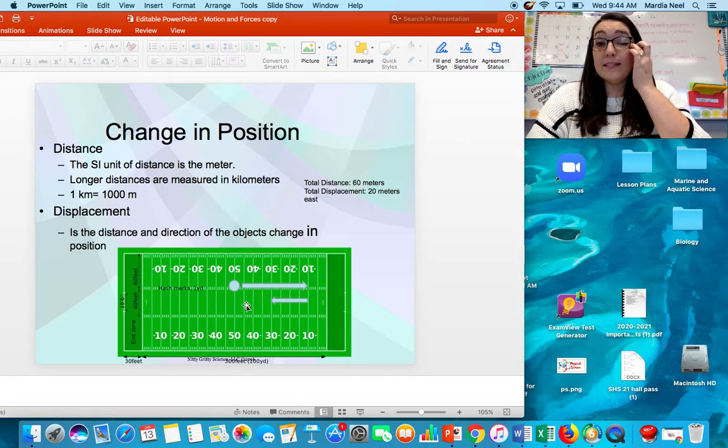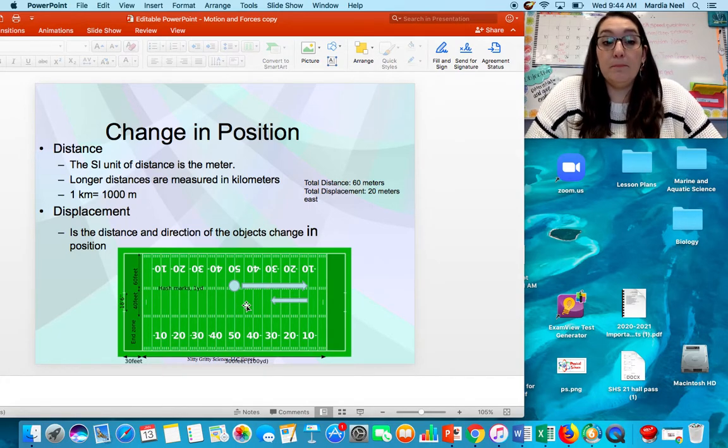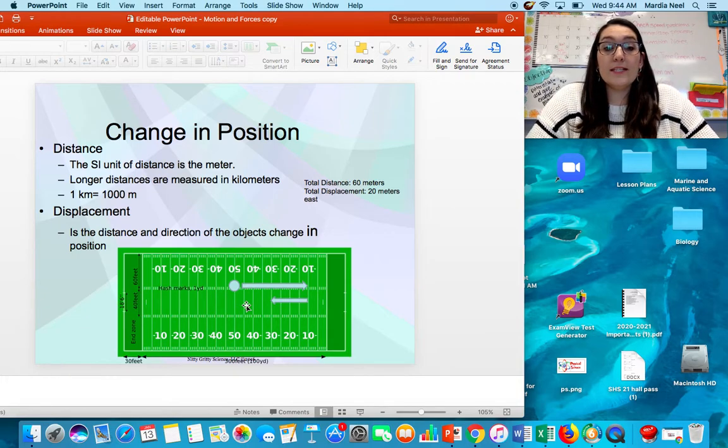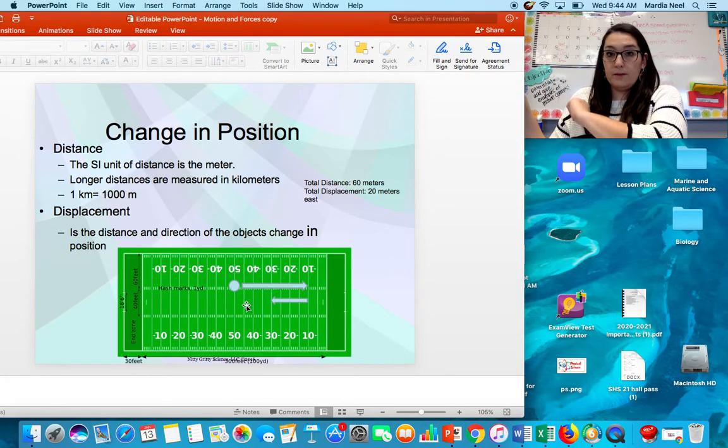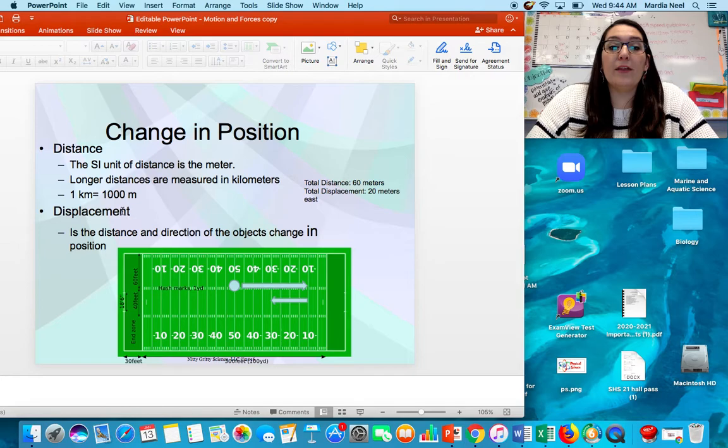So when we look at distance, our SI unit is going to be a meter. Longer distances are going to be measured in kilometers. We're going to go back to that base 10 unit thing. So King Henry died by drinking chocolate milk. We can tell here that 1 kilometer is equal to 1,000 meters.